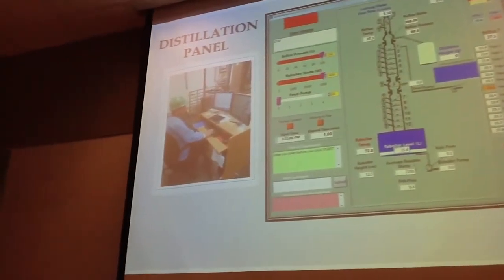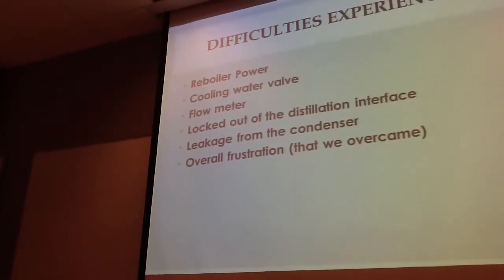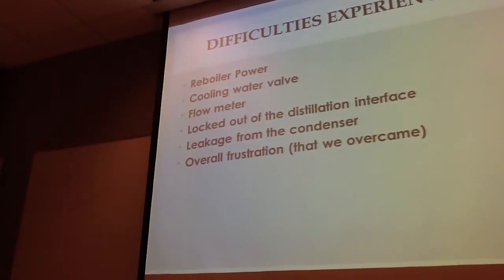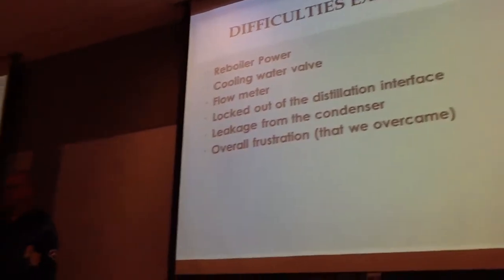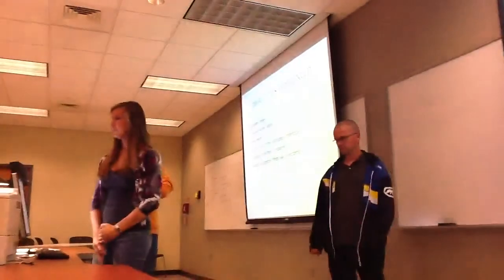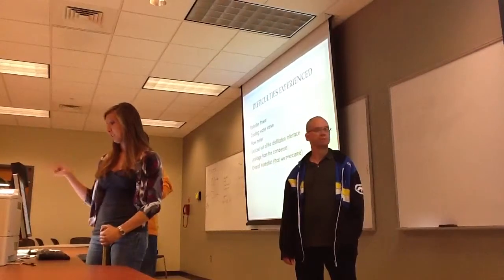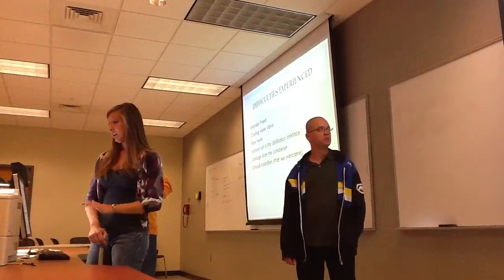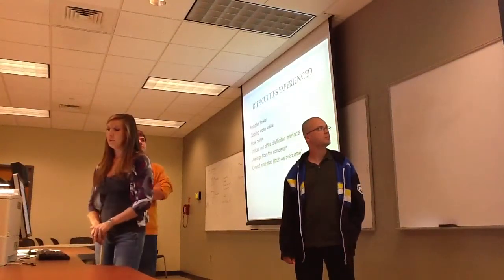And some of the difficulties, as I've already mentioned, most of them, have hindered our ability to attain data in a timely fashion. As I mentioned, the reboiler power sometimes varies between computer and manually. The cooling water valve, that did randomly start, well, not randomly, but people were starting to mess with that some at the beginning, so that was a frustration. And the flow meter does not work and has not worked. Then at one point we were locked out of the distillation interface.